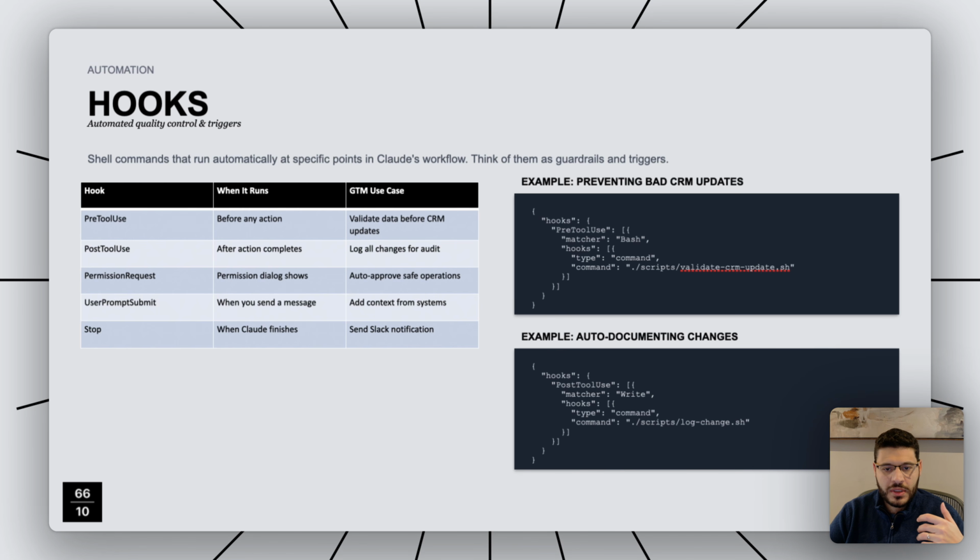On the left here, I showed a table of hooks, when they run, and the go-to-market use case. For example, if you were to use the pre-tool use, it'll run before any action, and then it'll validate data before the CRM updates. Essentially, a hook allows you to create this guardrail to prevent incorrect actions from occurring, or to create and process actions that should run after specific parts of the system run.